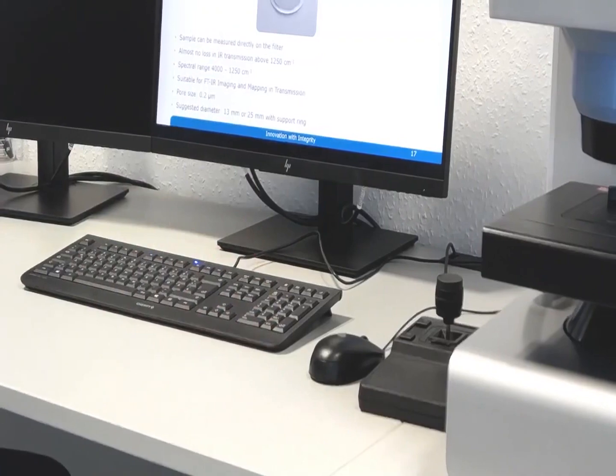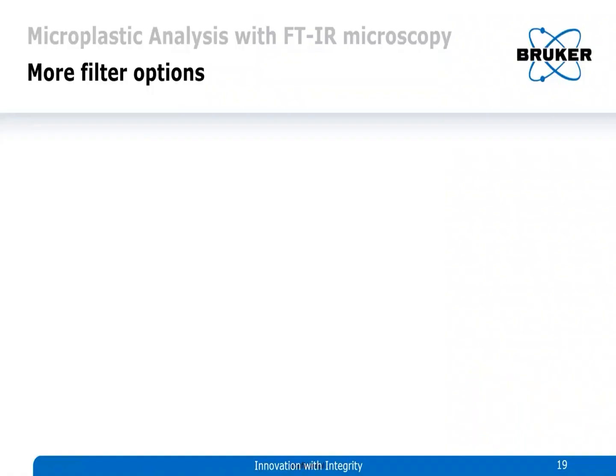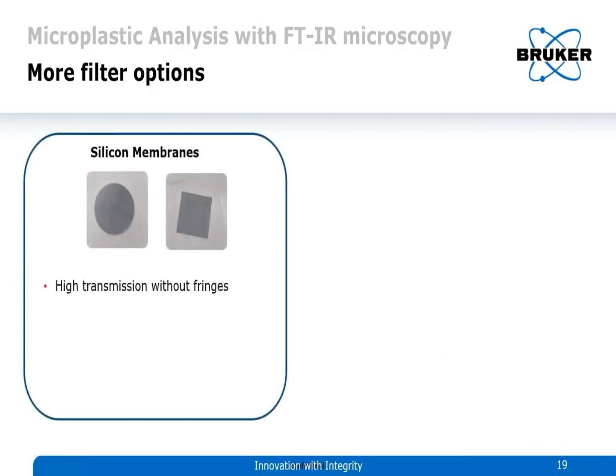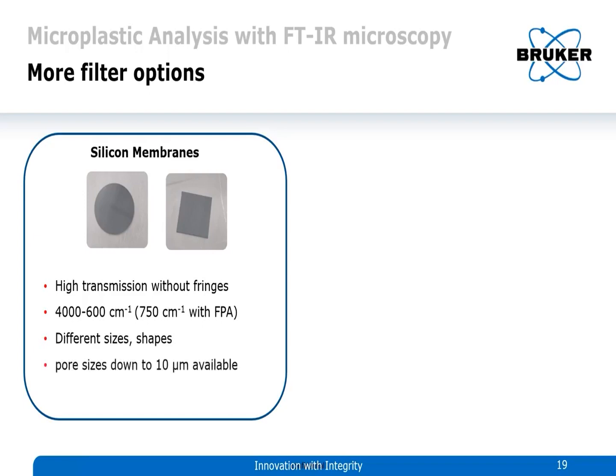But there are also other filters. So there are silicon membranes. These have also a high IR transmission without fringes, a little less than anodisc. We have a full range available of the MIR region, so 4000 to 600 wave numbers. If you're using a focal plane array detector, down to 750. But again, this is more than enough to identify everything you may find. These filters come in different sizes and shapes, and we have pore sizes down to 10 micrometers available. And this is dark field compatible as well. So this is a contrast enhancement technique. If you're looking to manually or automatically find single particles on this, this is a very good option.